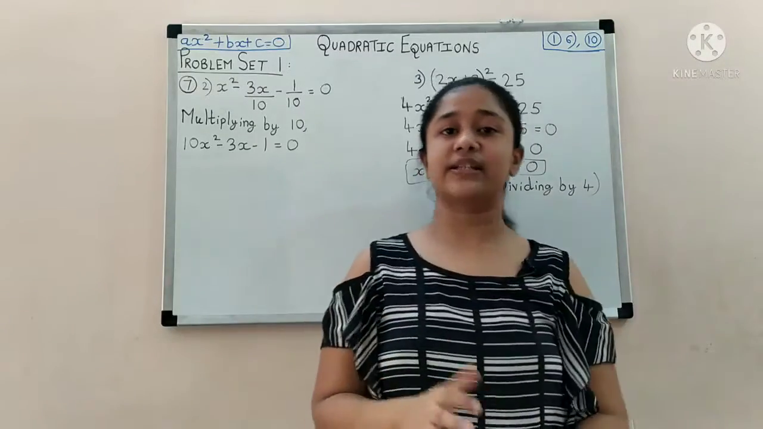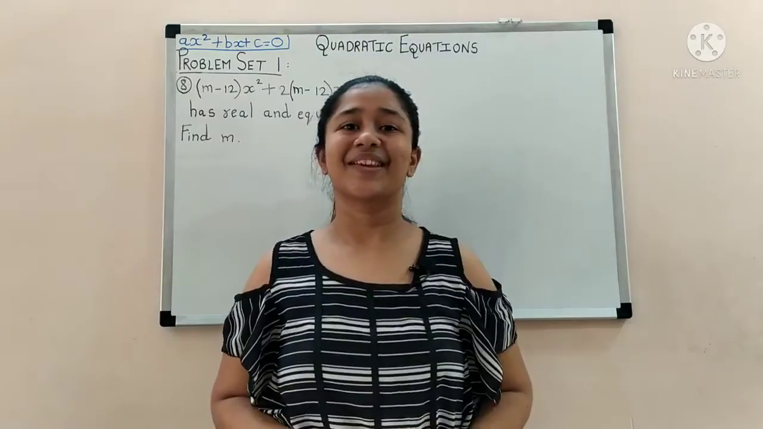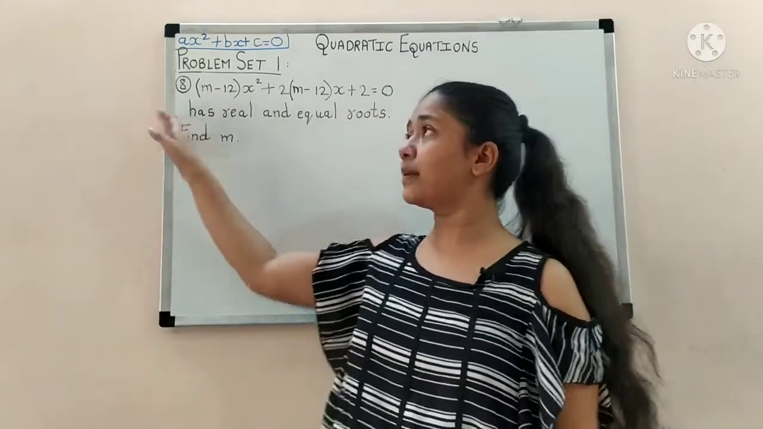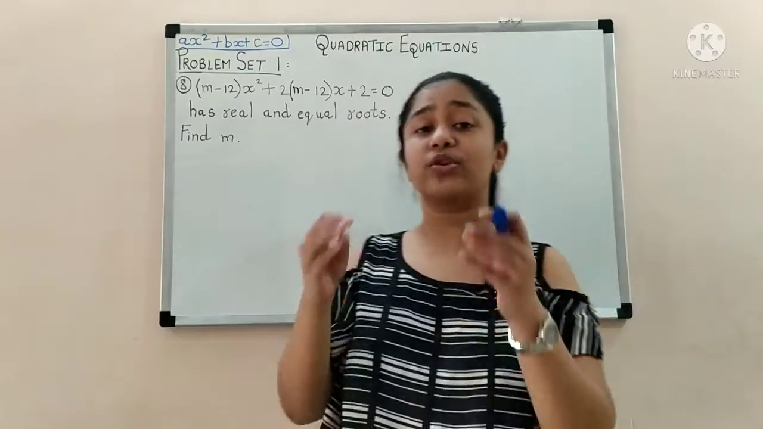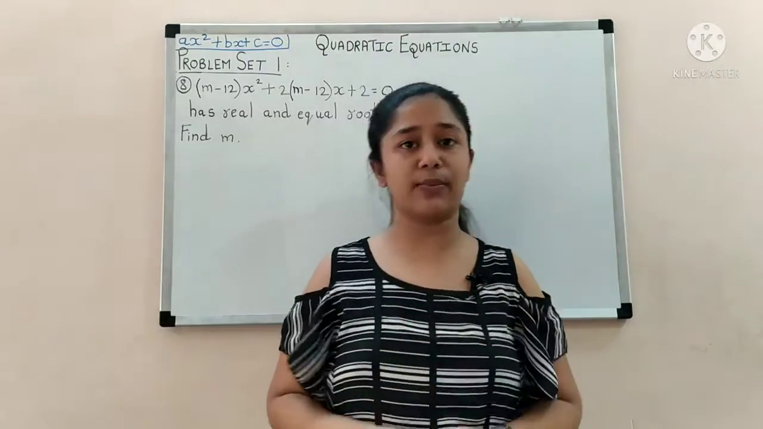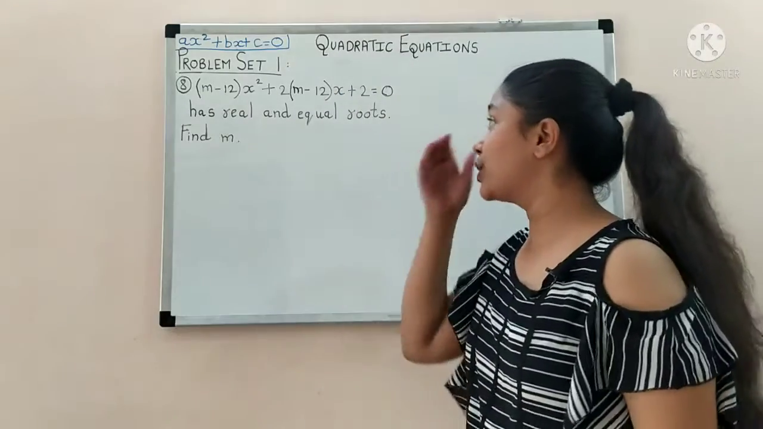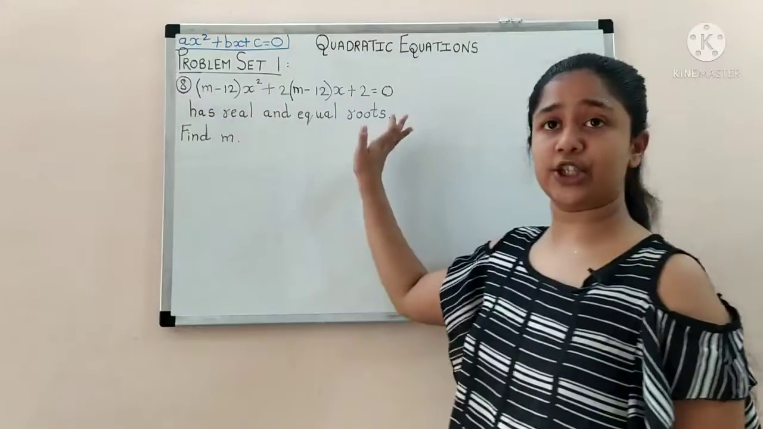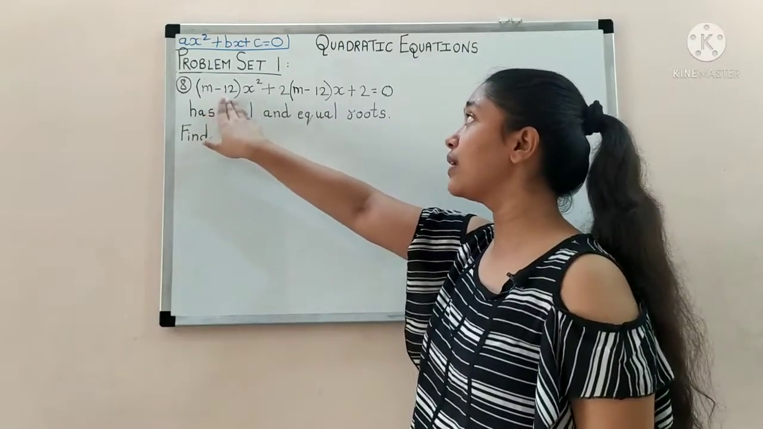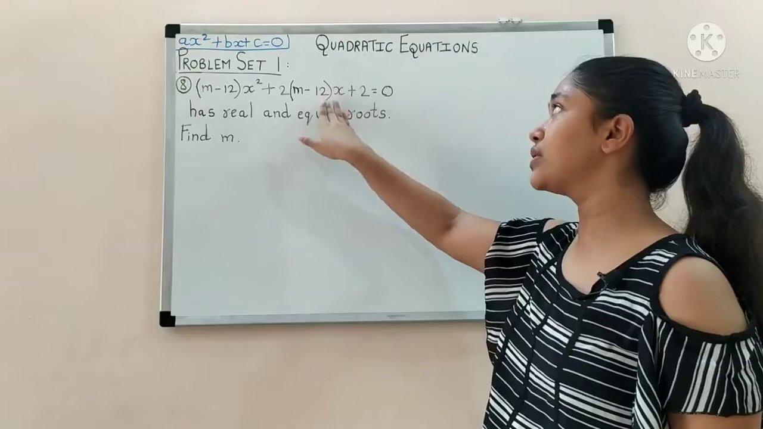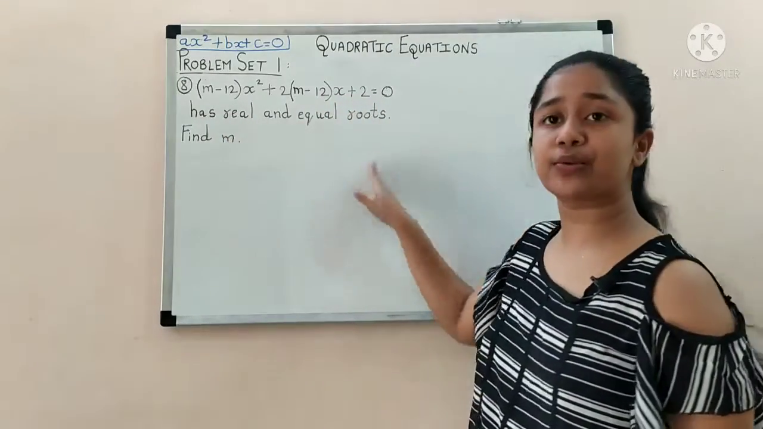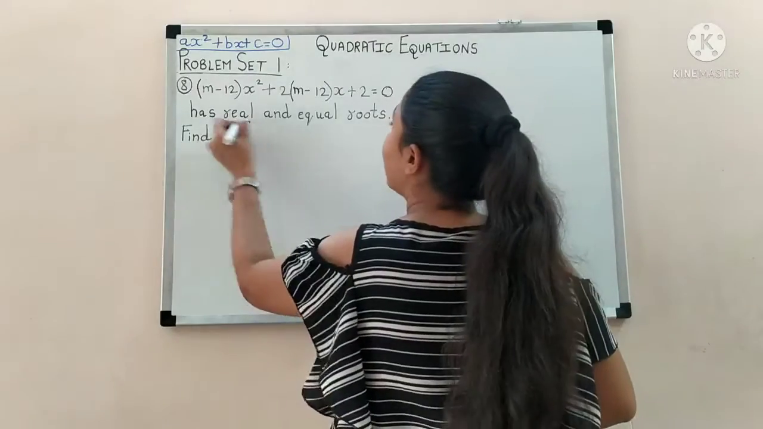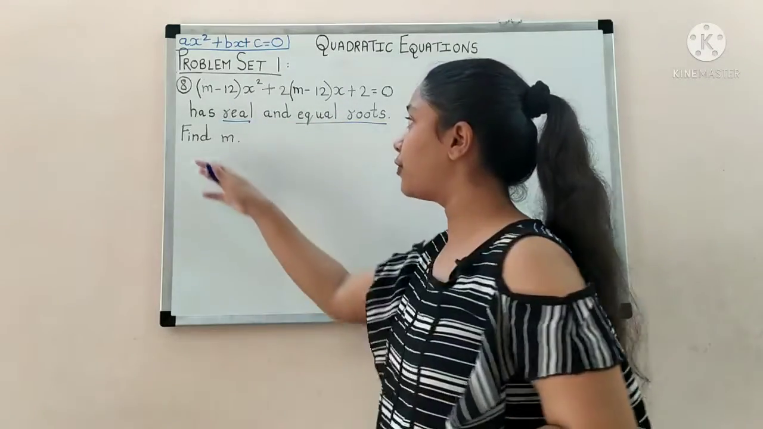So now we'll start with question number 8. Okay students, so now let us start with question number 8. Now pay attention to this question. It is very easy, but understanding what is given in the question is very important. So the question says this whole equation, m minus 12x square plus 2m minus 12x plus 2 is equals to 0, has real and equal roots. This is very important: real and equal roots. Then you have to find m.